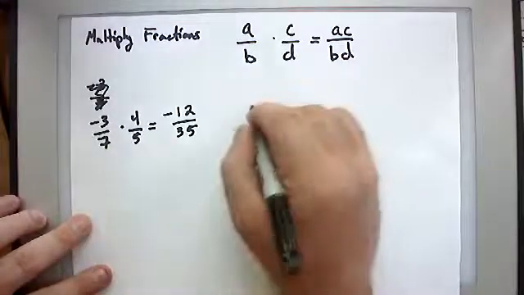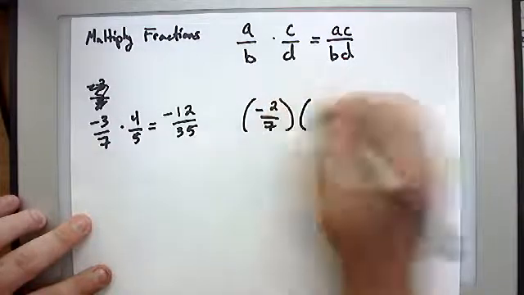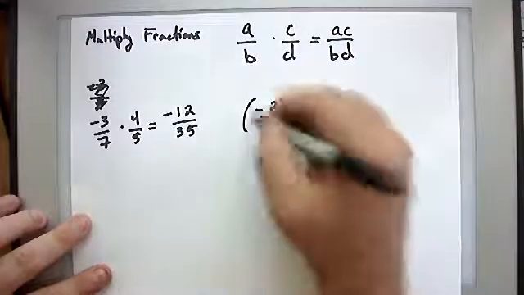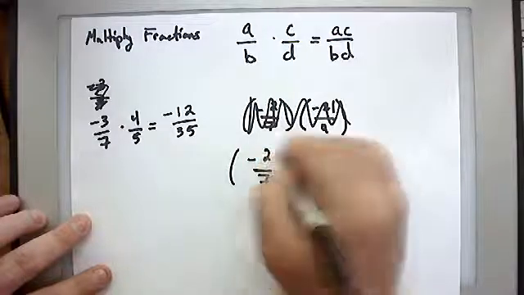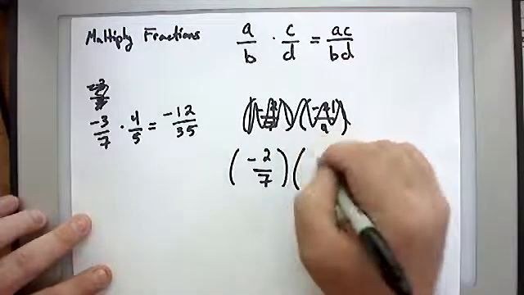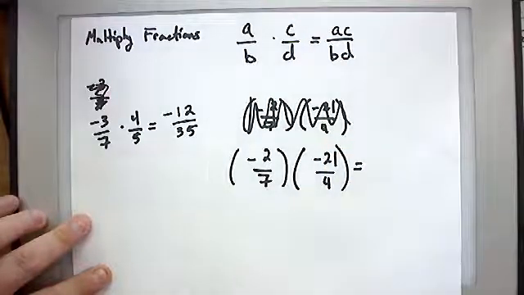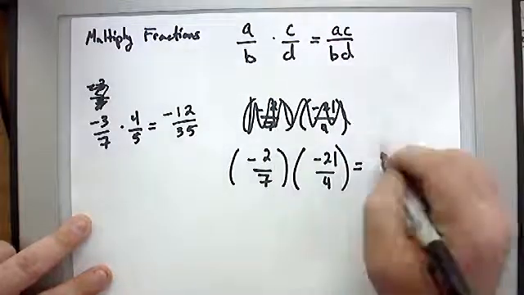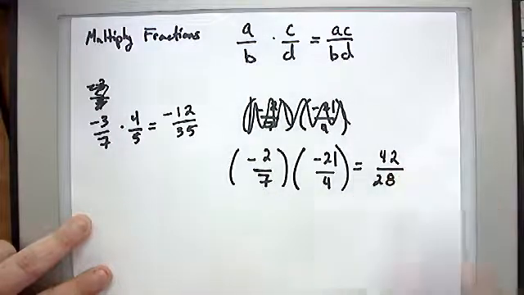So let's take a look at another example here. But again, remember, the bottom line is how to multiply fractions. You multiply straight across. Let's say I said -2 over 7 times -21 over 4. Now, if I wanted to do this straight up, we could. Negative times negative is positive, and 2 times 21 is 42. 7 times 4 is 28. You multiply them across, and that's what you get.